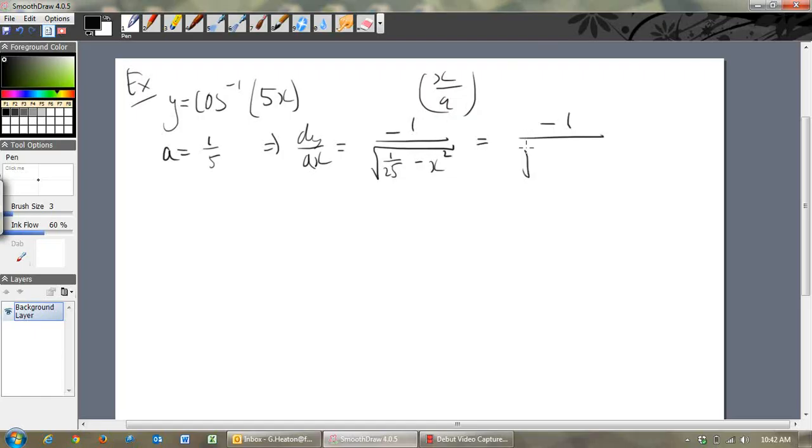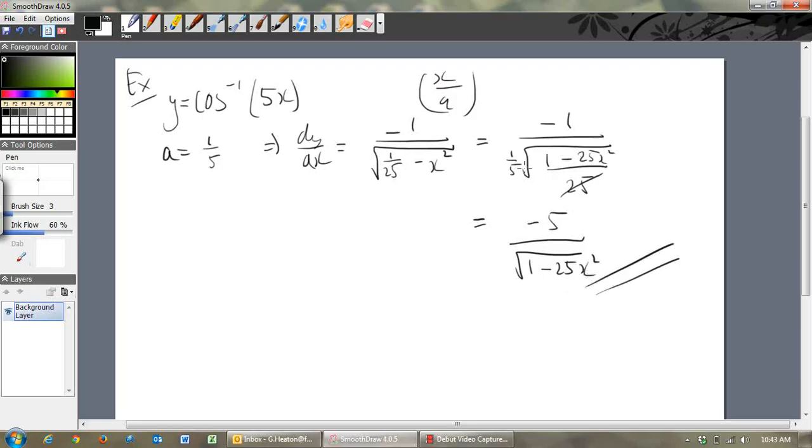So let's put that all over 25, so it'll be 1 minus, we're going to put it over 25, so 1 times that by 25x squared. So leave it like that. Let's take this 25 outside of here, and you get 1/5 outside the front. And that 1/5 will just go to the top line as -5 over 1 minus 25x squared. Okay, so there's your answer there.